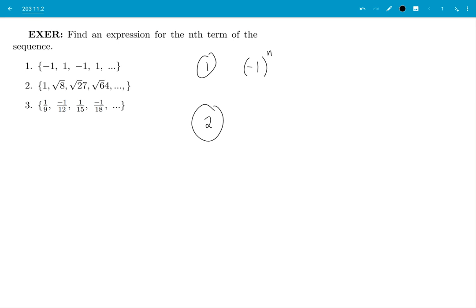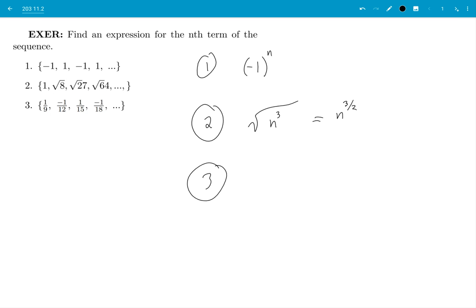Next one. Looks like I have cubes underneath the square root. So I have square root, then I have cubes, right? Yeah, n cubed. I believe that's right. Or if you want, you can write n to the 3/2.